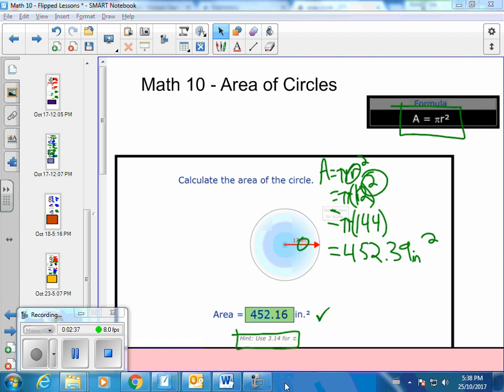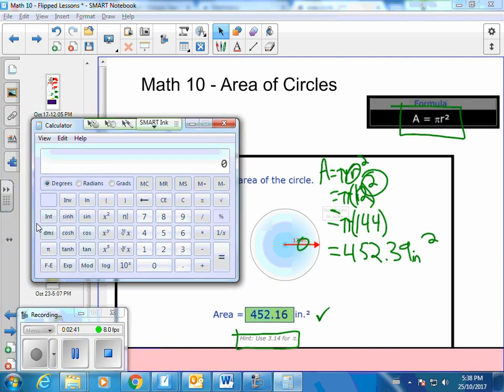So if I pull up my calculator again here, oh, I already closed it. And I do the same steps again. So I'm going to go 12 times 12 equals. Now instead of timesing it by the symbol pi, I'm going to times it by 3.14. What do I get? 452.16.